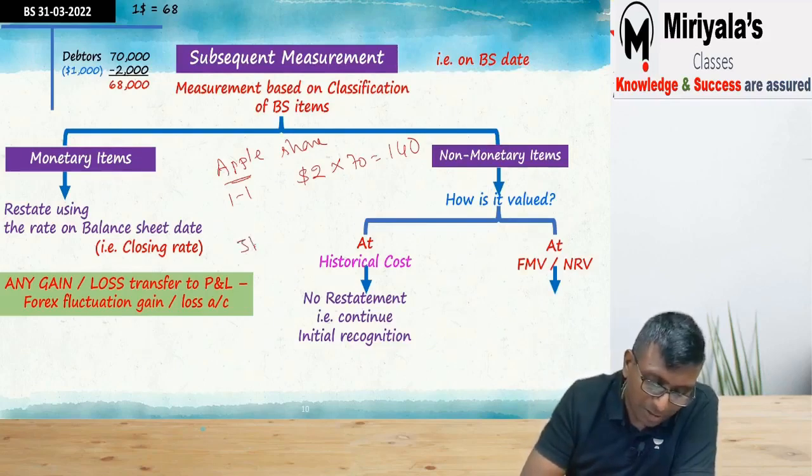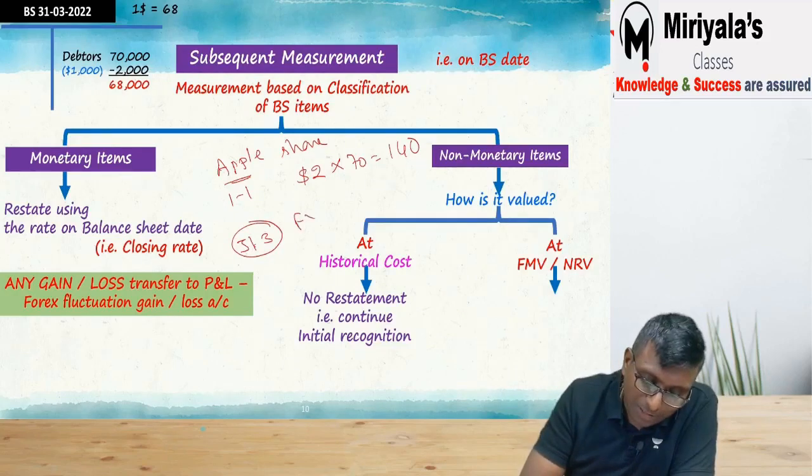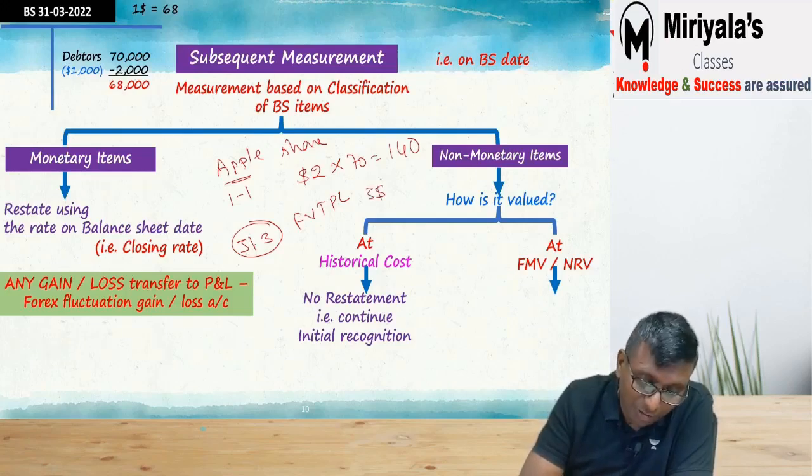Now the 31st March balance sheet date has come. Is this share supposed to be measured at FVTPL? Correct? FVTPL means fair value through profit and loss. Now what is the first question that should come? What is the value of the Apple share? The answer will come in rupees or dollars? It will come in dollars. Correct? Dollar. $3, okay.